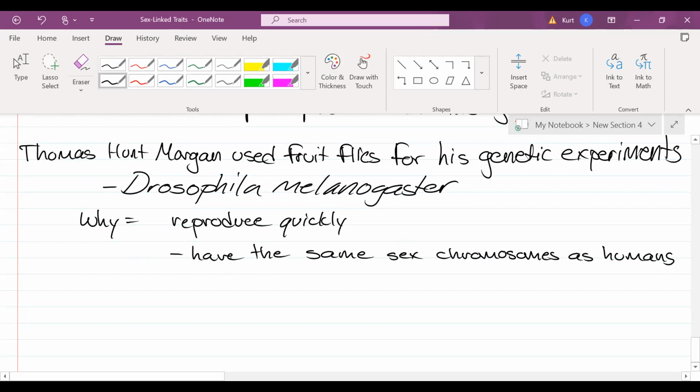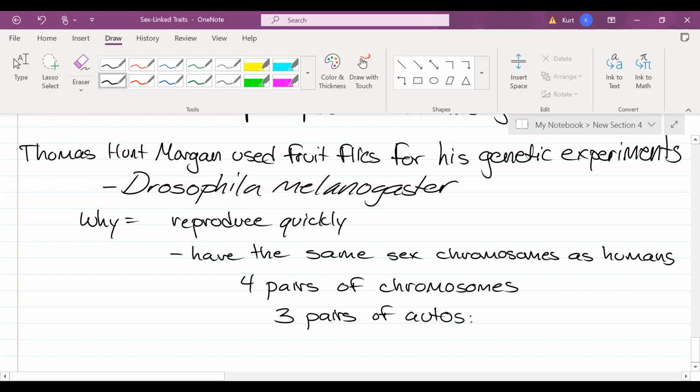Hold on, Ryan. So when it comes to fruit flies, they only have four pairs of chromosomes. What do you call the chromosomes that make up your bodily structures that are not unique to your gender? Those are called autosomes. So they have three pairs of autosomes, and they have one sex pair. Yes, Ryan.